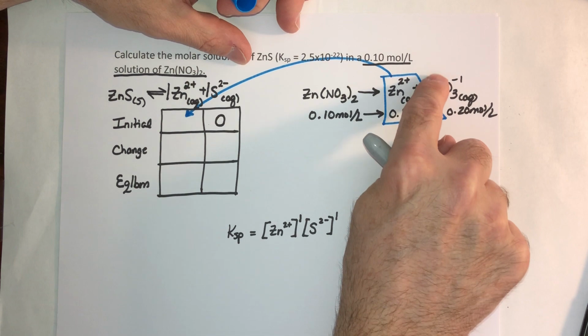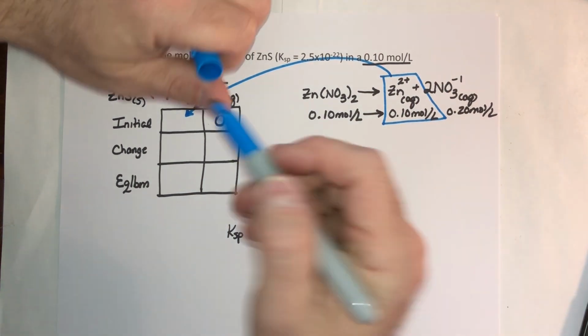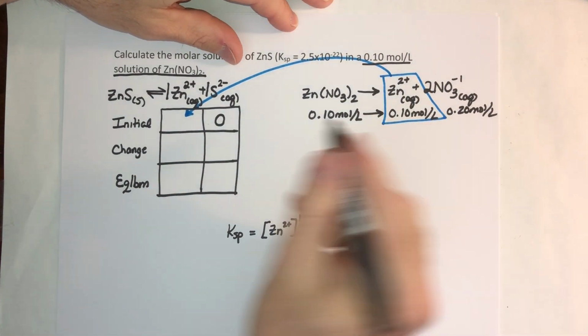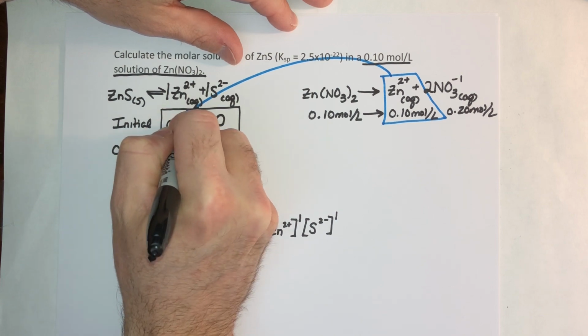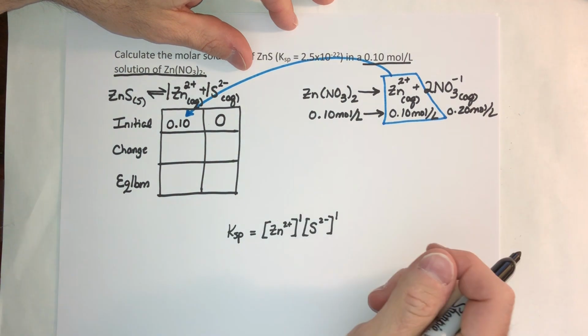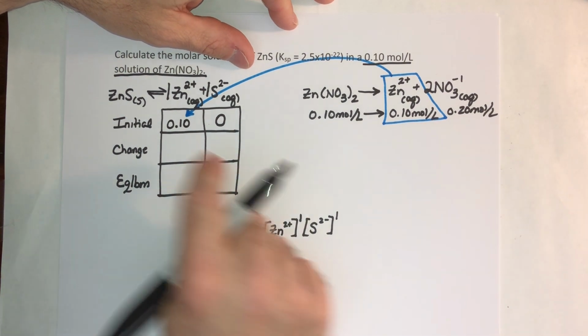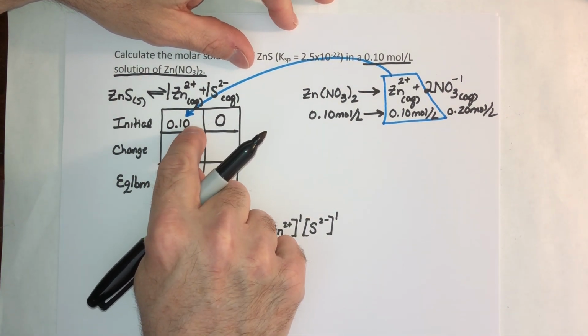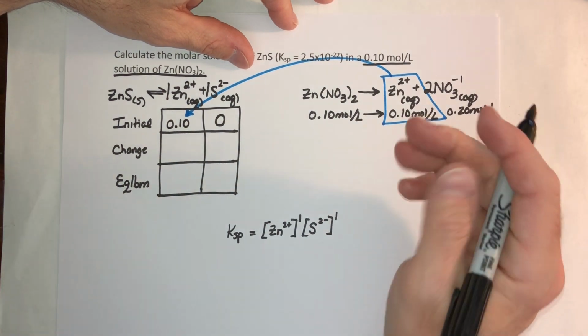Or a 1 to 3, so you would have to triple it, right? Okay, so you now know how much of this that you started with. You started with 0.10. Now you will notice that my table is a little bit cramped. So the units here should be moles per liter. But we can compress that.